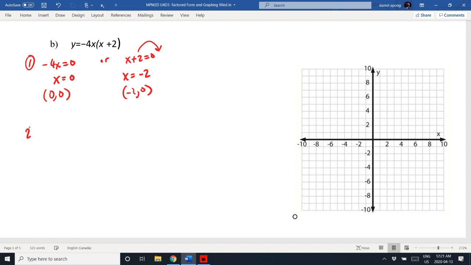Now let's find our axis of symmetry and our vertex. To find the axis of symmetry, we use these two values and we just find the x midpoint. So x mid is equal to 0 plus -2 divided by 2. When we do that, x mid, our vertex, is equal to -2 over 2, which is equal to -1. And now we can plug this in. So this is our axis of symmetry: x is equal to -1. This is our axis of symmetry.